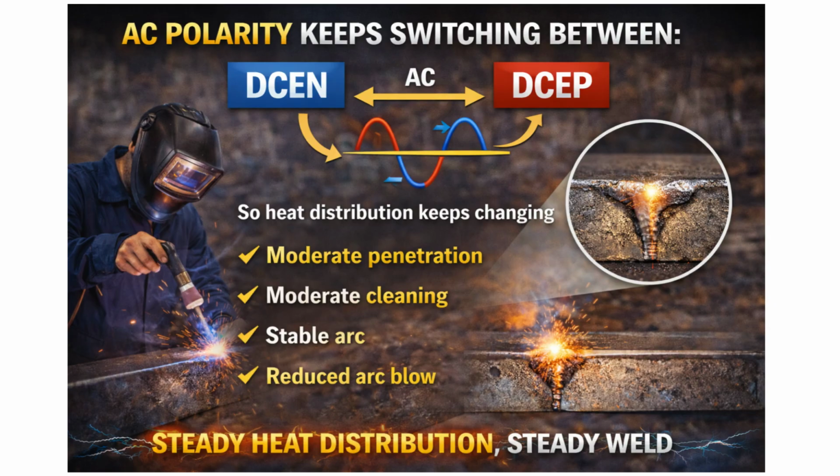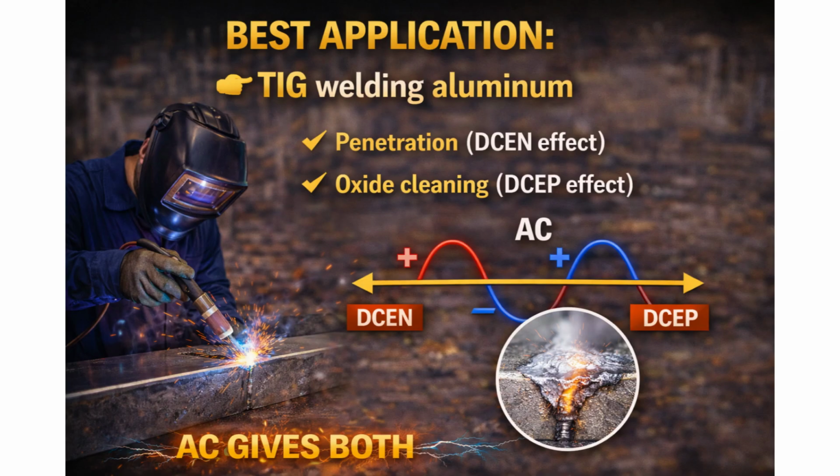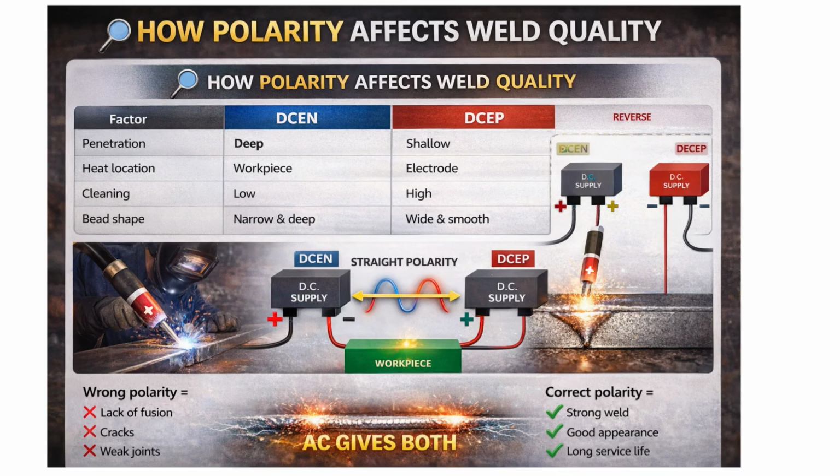AC polarity keeps switching between DCEN and DCEP, so heat distribution keeps changing. Benefits: moderate penetration, moderate cleaning, stable arc, reduced arc blow. Best application: TIG welding aluminum. Why? Because aluminum needs penetration, the DCEN effect, and oxide cleaning, the DCEP effect. AC gives both. Now let's understand how polarity directly affects weld quality.